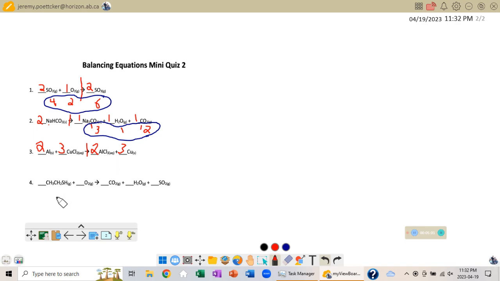And then the last one. Got this sort of ugly looking thing. Now, if you desperately don't like the way this formula is written, this is an ethane thiol, you could rewrite this showing less structural stuff.